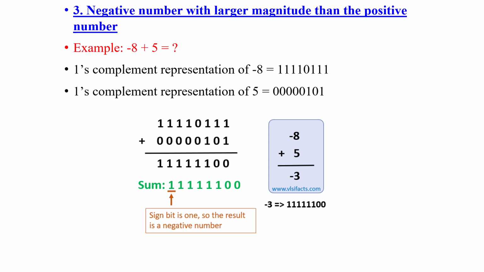A negative number with larger magnitude than the positive number. So here minus 8 is a larger magnitude number with negative sign. So we have to take the binary of the 8 and just flip the bits. So the binary of minus 8 is given here and the binary of the 5 is also given. We have to add both and we will get the most significant bit as 1. So it indicates that this is a negative number.